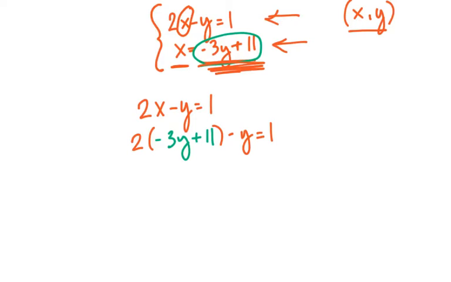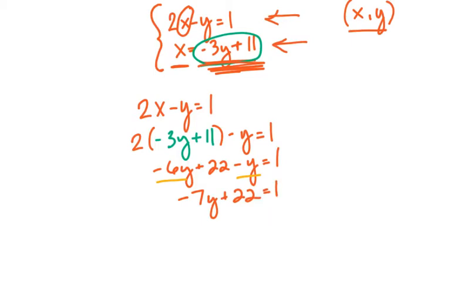Once I do that, I can now solve the equation by first distributing the 2 in. So 2 times a negative 3y is negative 6y. 2 times 11 is a positive 22. And then I'll rewrite the rest of the equation. Now I'm going to add like terms because I have negative 6y and a negative y. Together that makes negative 7y. Then I'll just rewrite the rest of the equation.